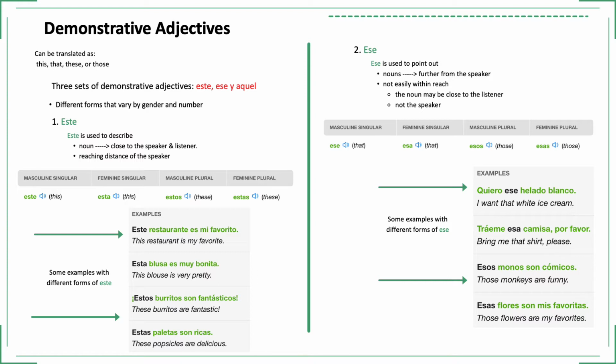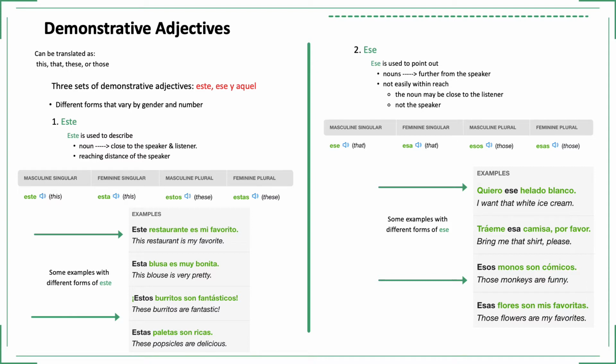Example number one, este restaurante es mi favorito. This restaurant is my favorite. Esta blusa es muy bonita. This blouse is very pretty. Estos burritos son fantásticos. These burritos are fantastic. And estas paletas son ricas. These popsicles are delicious.